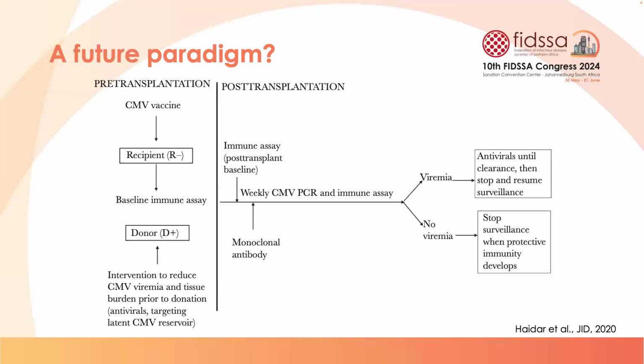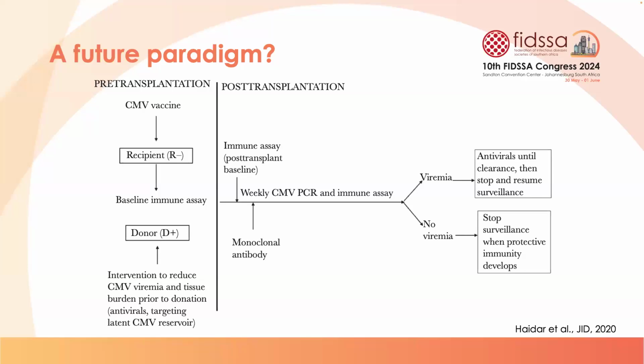So this is adapted from a paper written in JID by Haydar et al. And then post-transplant, you could monitor the immunological response and see when you think that intervention may be necessary. Or you may give a monoclonal antibody at this point and then monitor the response and do a weekly CMV PCR. And if that jumps up, then you would treat. And if not, then you can just monitor. So this may be where CMV therapy may go in the future in patients with transplant.